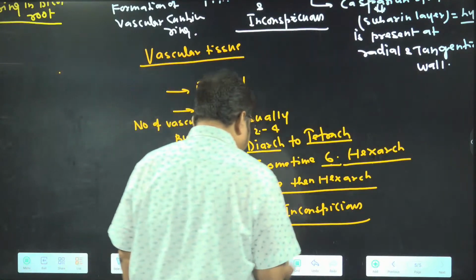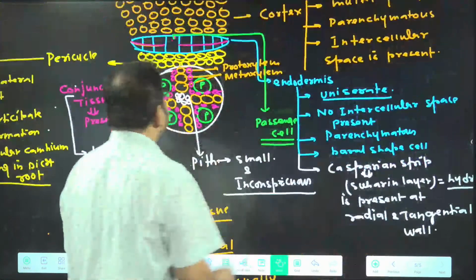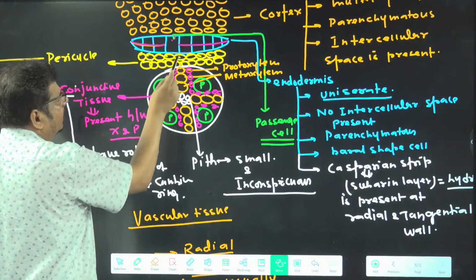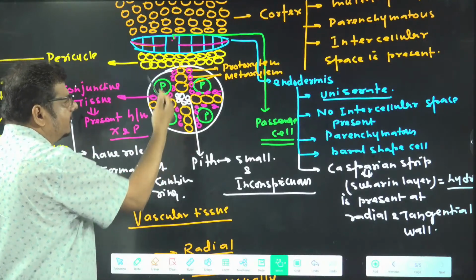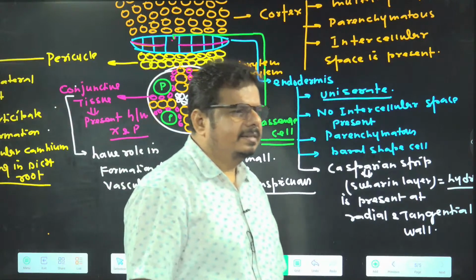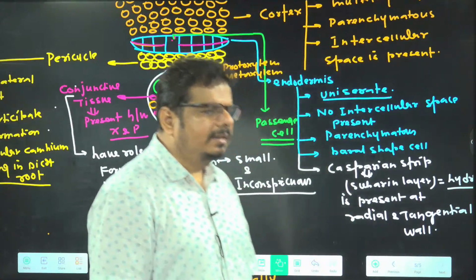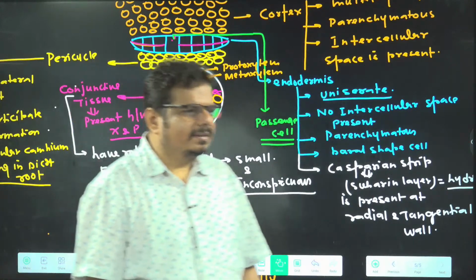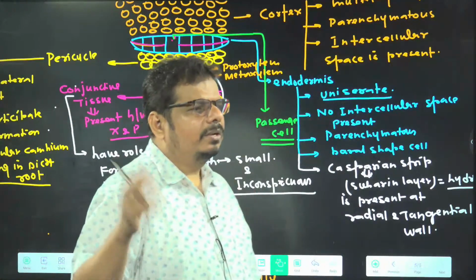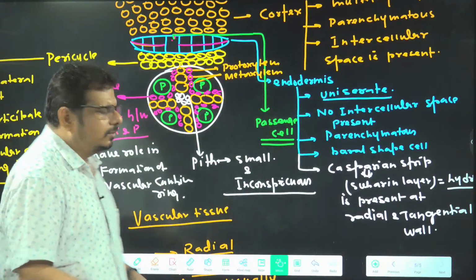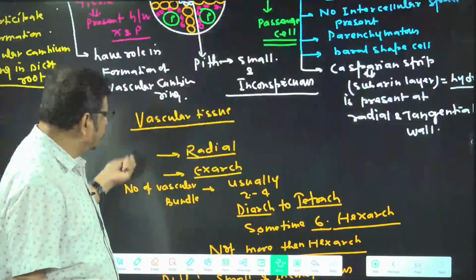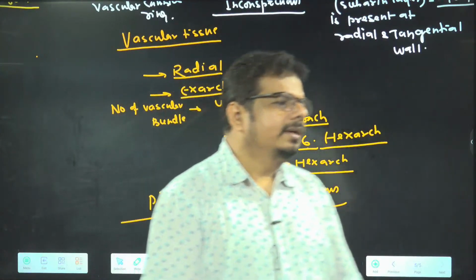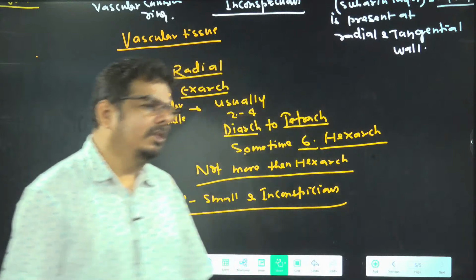Stele I already told, na? In the beginning I told stele. What is a stele? Everything inside the endodermis, meaning pericycle and vascular tissue, pith, these all together are called what basically? Stele. Classification of stele is not there. I told about stele during ground tissue only. Stele consists of what? Everything inside the endodermis is called what? Stele. Is it all right? So this is about the anatomy of dicot root.